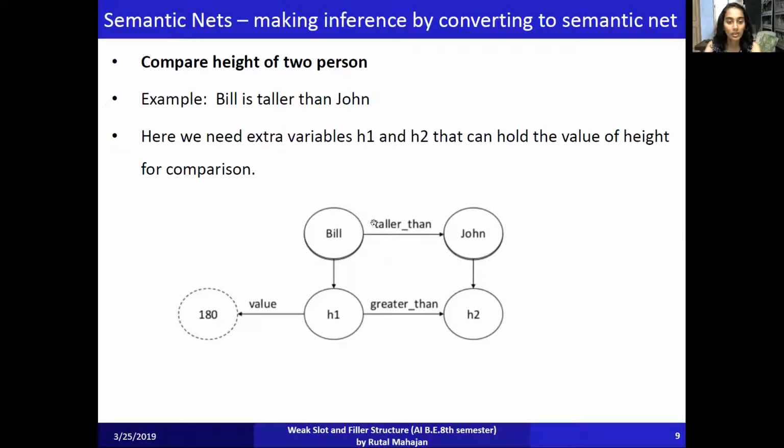How can I find it or infer it? I have to first find out the height of Bill, that is h1. Then I have to find out the height of John, that is h2. If h1 is greater than h2, then I can say that Bill is taller than John. This is how we can use a semantic net for making inferences by converting the particular fact into a semantic net.